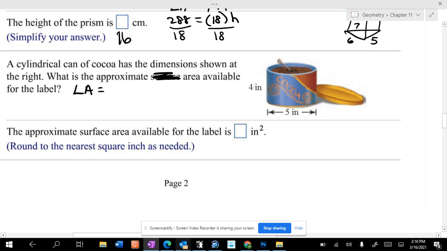So this is the lateral area, which is 2 pi RH, or 2 times pi times the radius is 2.5, the height is 4. So it's 20 pi.